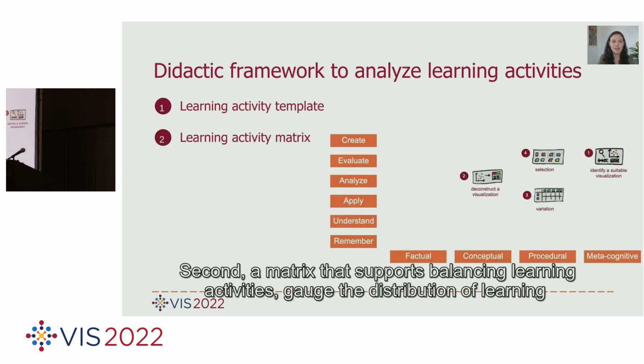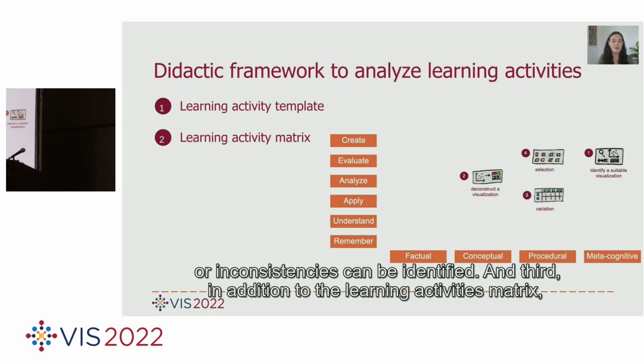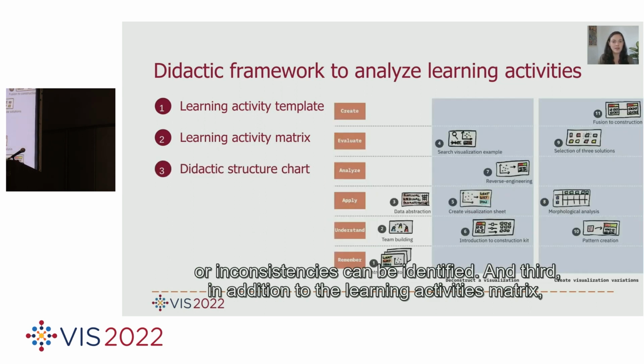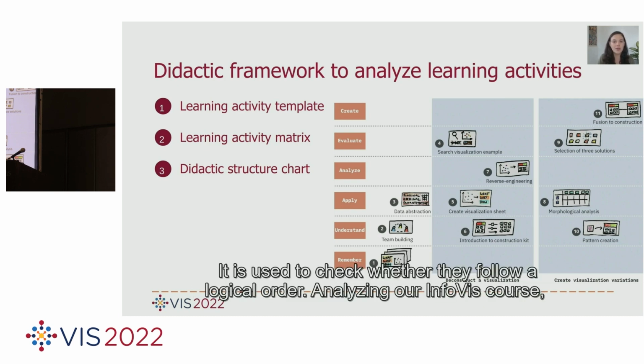Second, a matrix that supports balancing the learning activities, gauging the distribution of learning goals, and examining the focus of the course. Furthermore, missing activities, redundancies, or inconsistencies can be identified. And third, in addition to the learning activities matrix, the didactic structure chart helps to analyze the dependencies between the learning activities. It is used to check whether they follow a logical order.